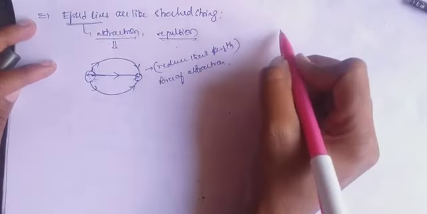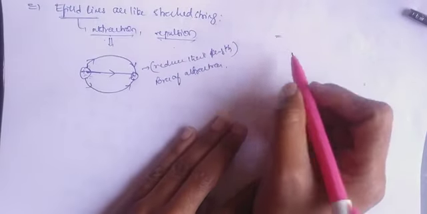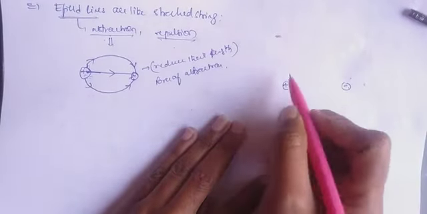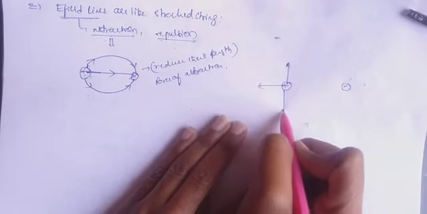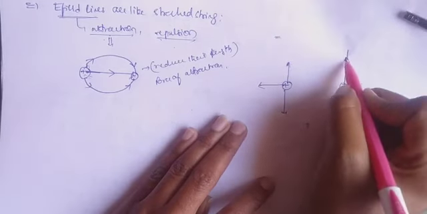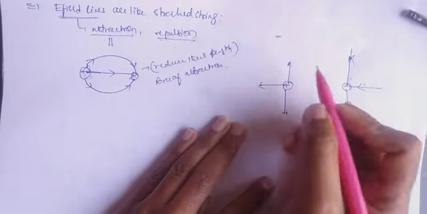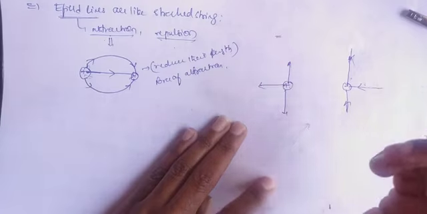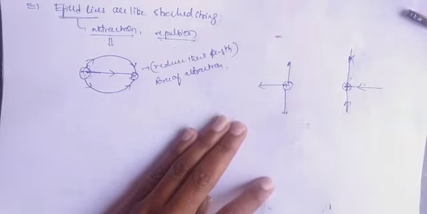Okay, so the force of repulsion is also represented by the electric field lines. Let us consider here is a positive charge and this is a negative charge. From this positive charge the field lines are always outward. For this negative charge these field lines are always inward. Now, to represent repulsion, here we have to take the same charges.